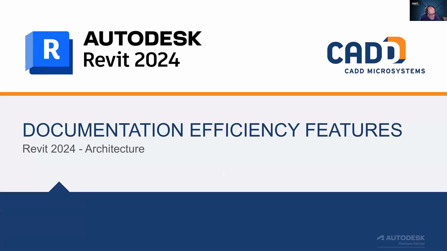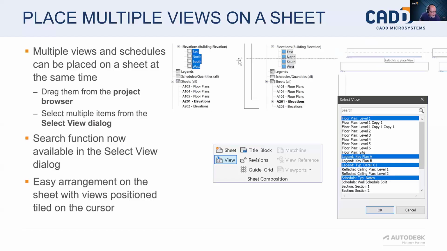We spend a lot of time preparing our documents, making sure they are arranged the way that we want them to be arranged on our sheets. And so there are some enhancements that they've made to make this easier. The first one is the ability to place multiple views on sheets. Now I'll have to tell you that you could actually do this in 2023, but it didn't work very well. So they've made some improvements to this.